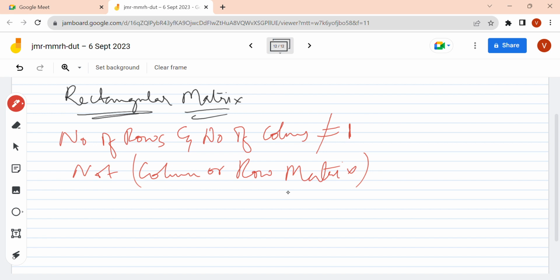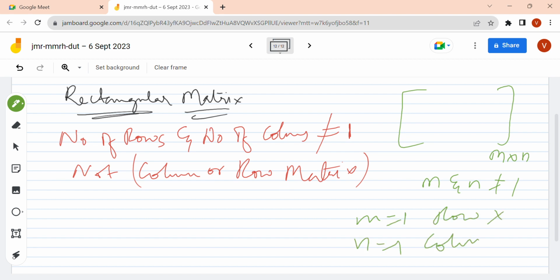That means to say you have a matrix like this, in which you have m number of rows and n number of columns. So m and n are not equal to 1. If m is equal to 1, it becomes a row matrix, which is not valid. If n is equal to 1, it becomes a column matrix. Again, it's not valid. So it should not be equal to 1.